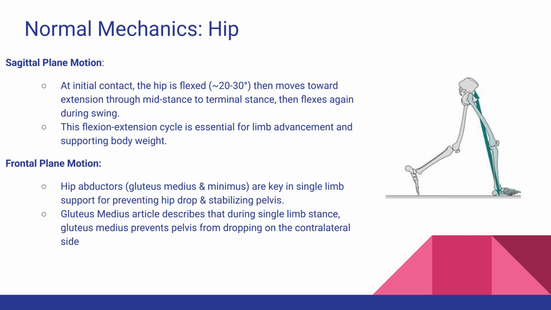Now we're moving into normal hip mechanics. I want you thinking in planes of motion and in phases of stance and swing as we go through this. First, sagittal plane motion. At initial contact, the hip is flexed roughly 20 to 30 degrees. This amount of flexion is critical because it positions the limb to accept load and allows the trunk to remain upright.